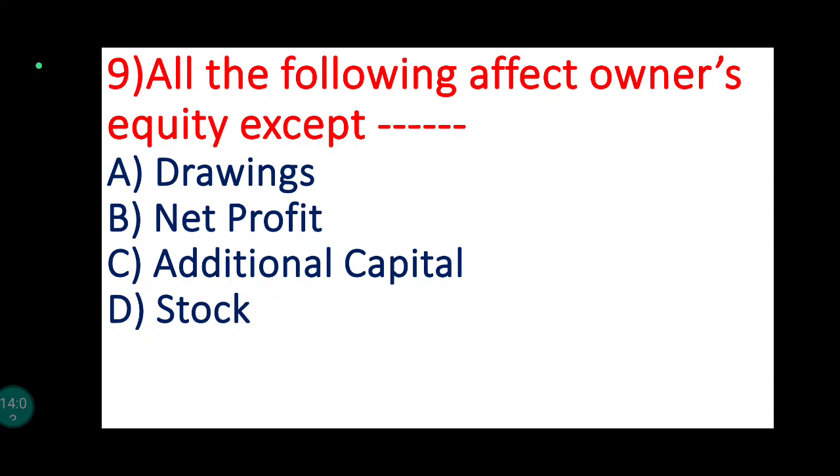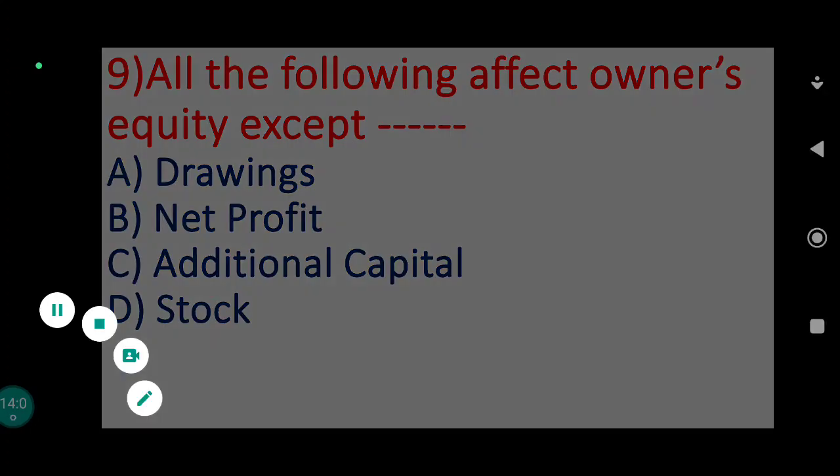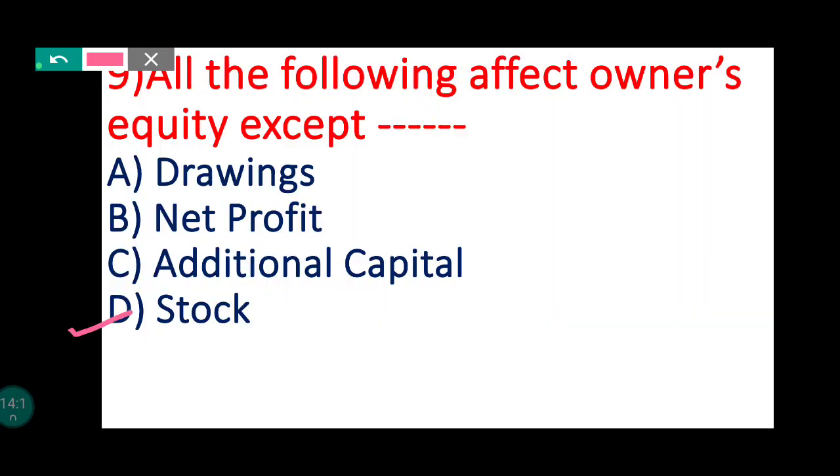So what will be the answer for all the following affect owner's equity except, it is given except. So all other 3 points, drawing, net profit and additional capital, affect owner's equity except stock. So answer is stock.